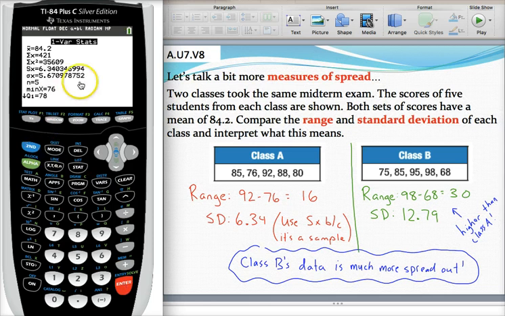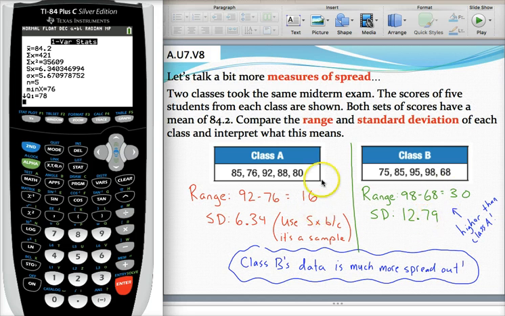What we're looking at are these two values right here. Remember, use the first one if you're only dealing with a sample of your data. Use the bottom if you're using the entire population of data. We're given scores from just 5 students, so it's just a sample of the class. So use that top standard deviation. So 6.34 about was our standard deviation. If you've run this on Class B, or if you could pause the video and try this for yourself, you'll see the standard deviation for Class B comes out to be 12.79.